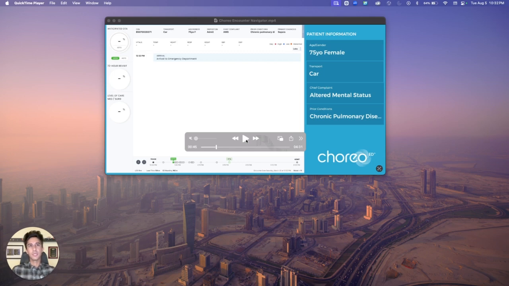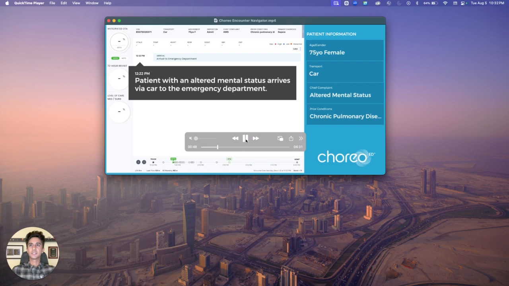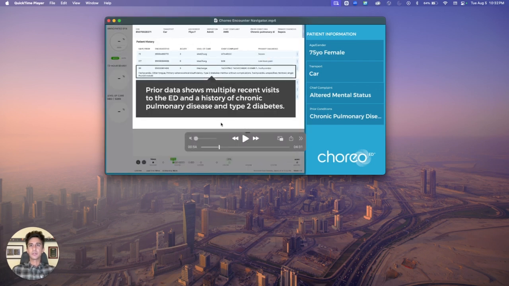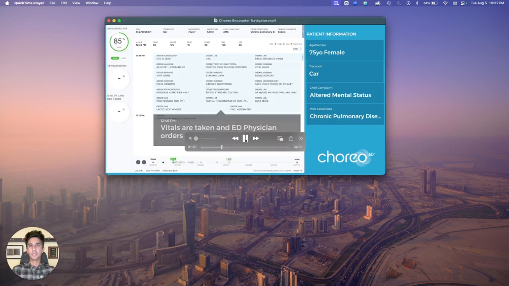In this example, they have a 75-year-old female who came in through private transport for altered mental status with chronic pulmonary disease. I'm immediately able to tell you that patient is getting admitted almost every single time. This is them demoing through all of that. You can see that it's showing this patient has numerous previous ER visits. That's going to clue in, hey, maybe this patient is sick frequently. They maybe are getting admitted frequently.